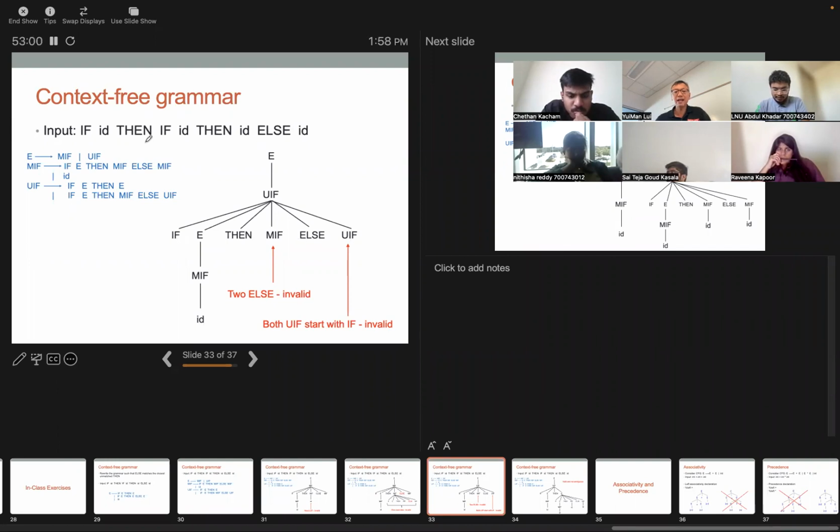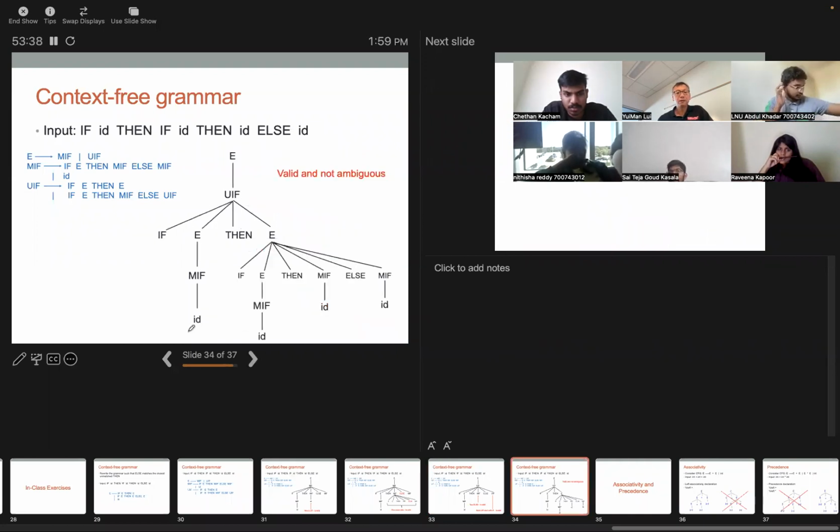Then I have the next MIF. Next MIF, okay? You already examined it, so you have to follow by the if. Follow by the if. So ID is not going to match, right? If I choose the first option, then I have two else, same problem as before. So not a match. This route is not a match. Okay? So far so good.